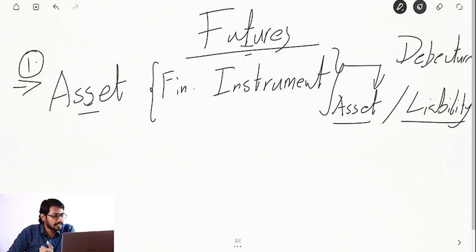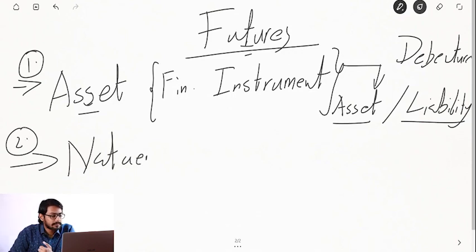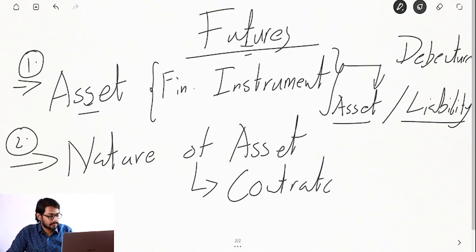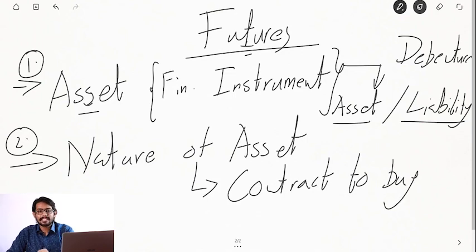Now second, what is the nature of this asset? What is the nature of asset? It is basically a contract. What the hell is wrong with my spelling? Contract to buy another asset. It's a contract to buy another asset.